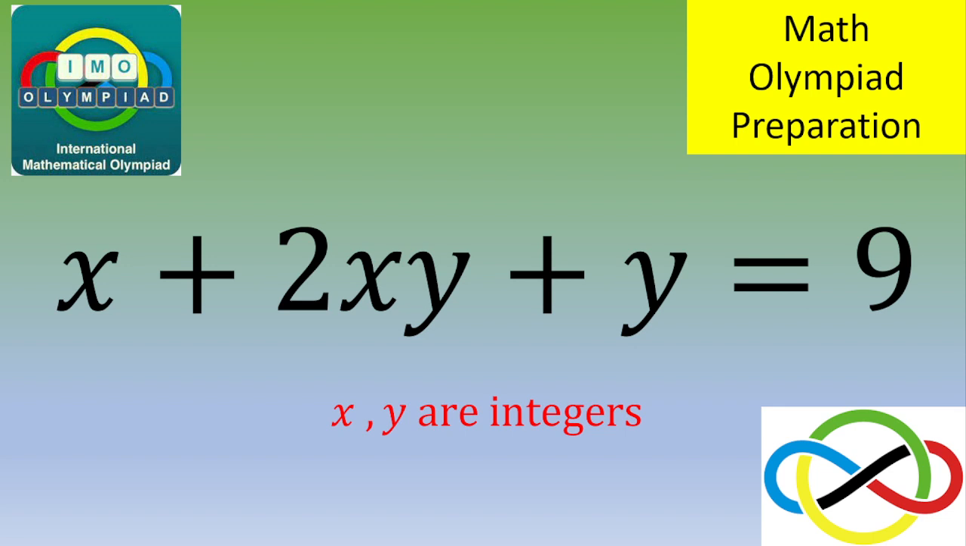So in this exercise, you need to find the value of x and y verifying this equation: x plus 2xy plus y equals 9, where x and y are integers. If you want to give it a try, please pause the video. Otherwise, let's see the solution.